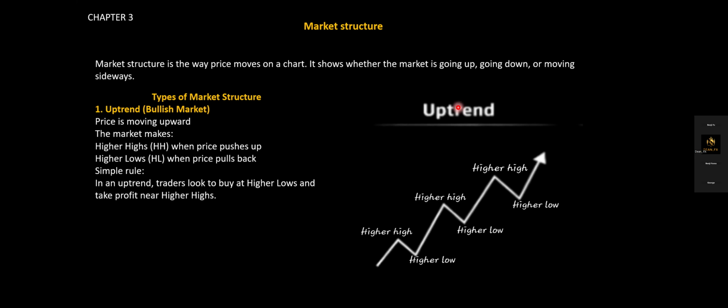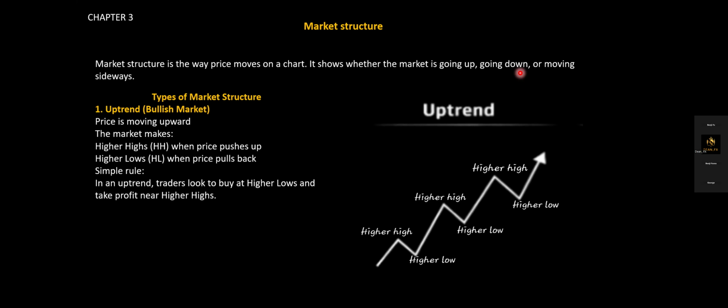Market structure is the way price moves on the chart. It shows whether the market is going up, going down, or sideways. Basically, it is the movement of price, maybe in an upward direction, maybe in a downward direction, or maybe the price is going sideways. So I'll start with the uptrend, which is a type of market structure.